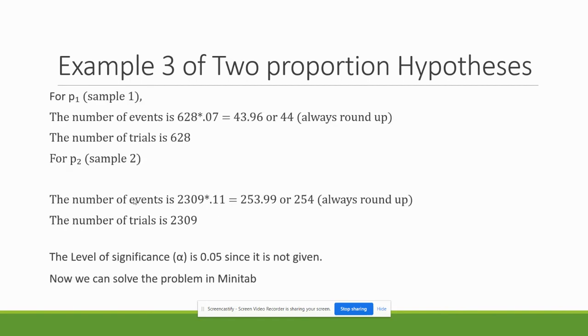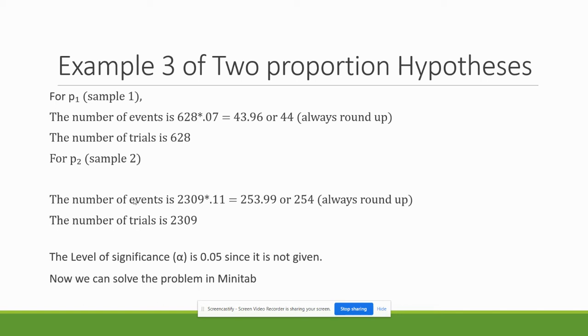I wasn't given the exact numbers to put in for my trials and my events, so I'm going to figure those out. For P1, which is sample 1, the number of events is 628 times 7%. So I get 43.96. I'm just going to round up. Remember to round up when you have people so you can count them all. Again, the number of trials is 628.